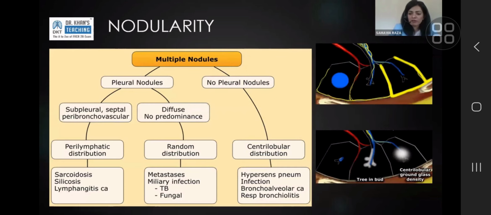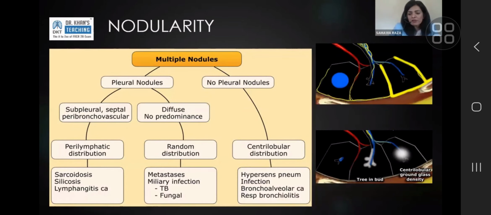If the fissures are nodular or the peribronchovascular bundles are nodular, you identify it as perilymphatic. The differential diagnosis of perilymphatic distribution is very specific, sarcoidosis being the most common one. In terms of random, historically TB being the most common worldwide, it's now overtaken by metastasis.